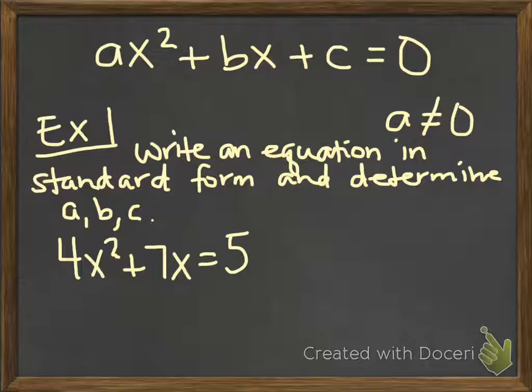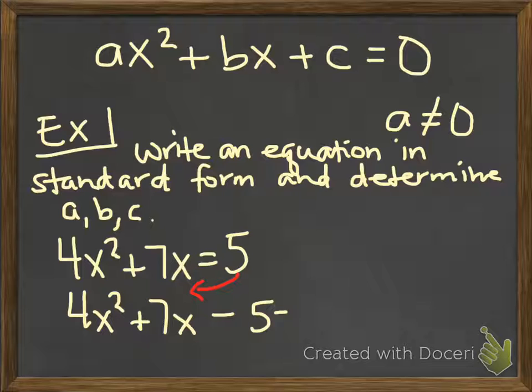So example 1 is 4x squared plus 7x equals 5. Right now it's not in standard form because it doesn't equal 0. So the 5 needs to move over to the other side, and it becomes negative 5. So now we have 4x squared plus 7x minus 5 equals 0. And now that's in standard form.